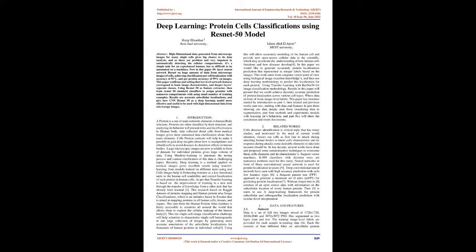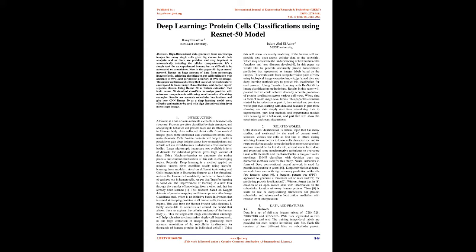The single-cell image classification challenge will help scientists to characterize single-cell heterogeneity in our large collection of images by generating more accurate annotations of the subcellular localizations for thousands of human proteins in individual cells. Using this will allow accurate modeling of the human cell and provide new open-access cellular data to the scientific community, which may accelerate the understanding of how human cell functions and how diseases develop.